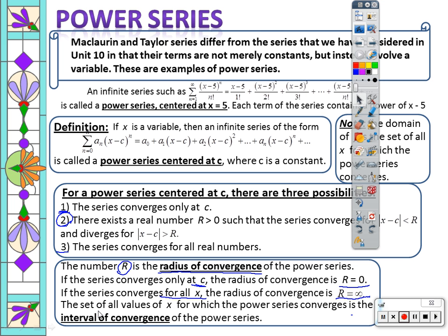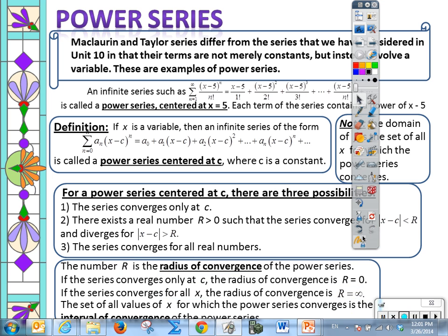This is just a definition. The set of all values of x for which the power series converges is the interval of convergence of the power series. So those are basically the 2 things that we're going to look at today: radius of convergence and interval of convergence. Any questions so far? All right, let's look at our 3 examples.